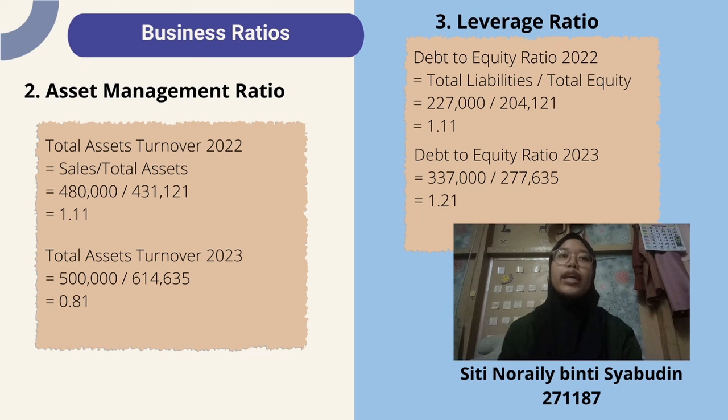And for leverage ratio, we have debt to equity ratio, with the formula total liabilities divided by total equity. The debt to equity ratio in 2022 is 1.11, which means that the Sweetylicious liabilities that can be financed by stockholder equity is 1 ringgit and 11 cent for every 1 ringgit of equity. Meanwhile, in 2023, the debt to equity ratio of Sweetylicious is 1.21, which means that for every 1 ringgit of equity, the company liabilities that can be financed by stockholder equity is 1 ringgit and 21 cent.